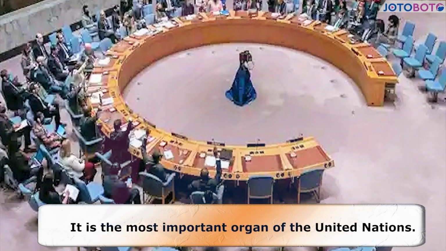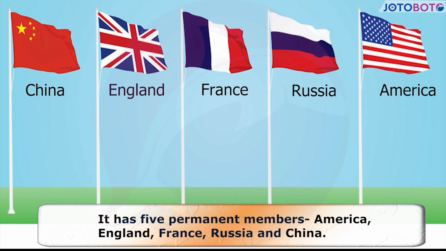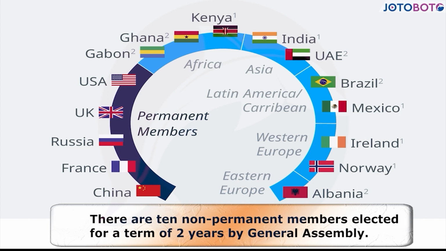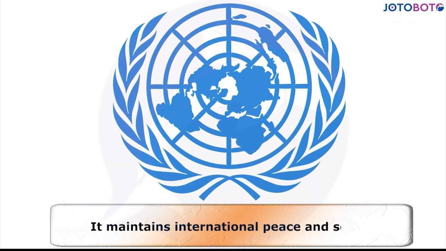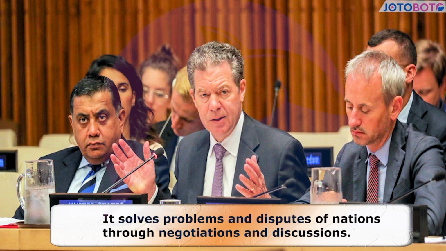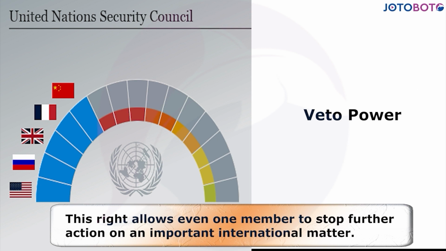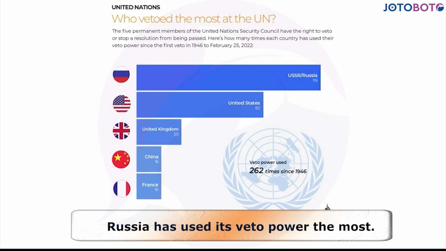Security Council. It is the most important organ of the United Nations. It has 5 permanent members: America, England, France, Russia, and China. There are 10 non-permanent members elected for a term of 2 years by the General Assembly. It maintains international peace and security. It solves problems and disputes of nations through negotiations and discussions. The 5 permanent members have the power of veto or negative voting. The right allows even 1 member to stop further action on all important international matters. Russia has used its veto power the most.